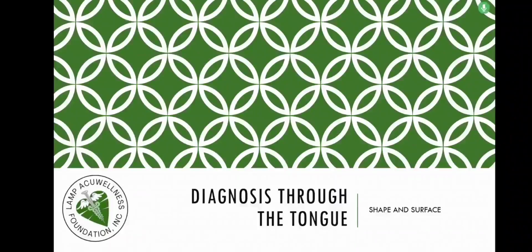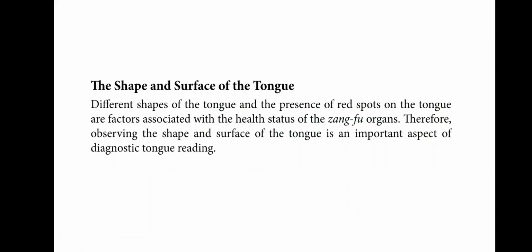Let us now go to diagnosis through the tongue. The topic is shape and surface. Different shapes of the tongue and the presence of red spots on the tongue are factors associated with the health status of the Zhangfu organs. Therefore, observing the shape and the surface of the tongue is an important aspect of diagnostic tongue reading.